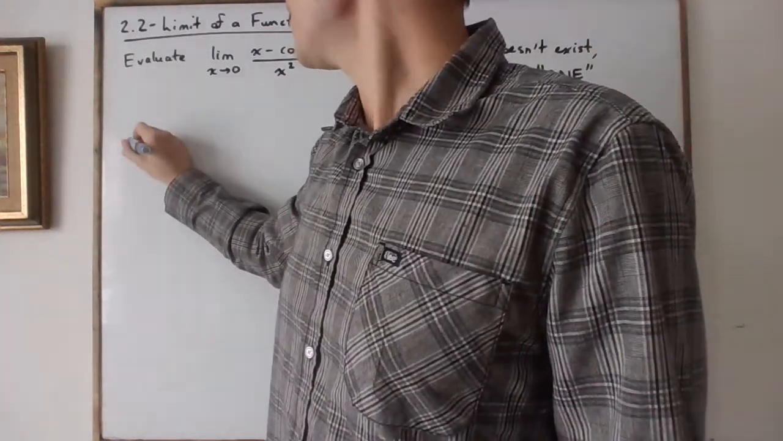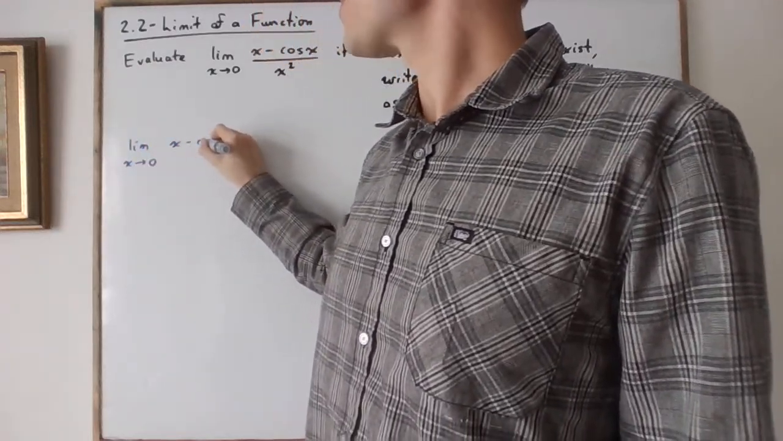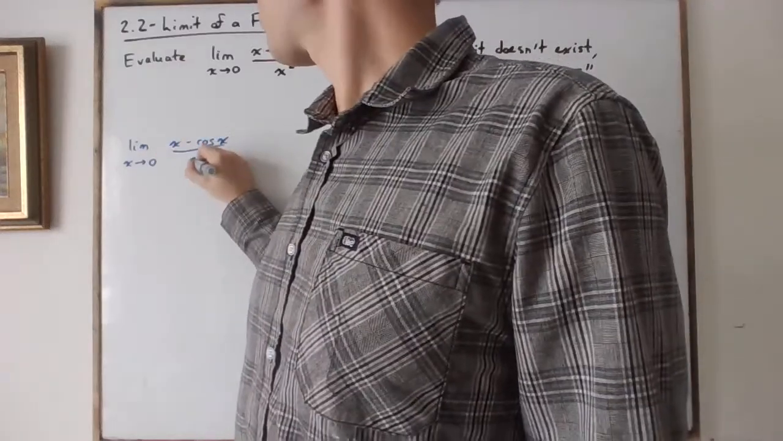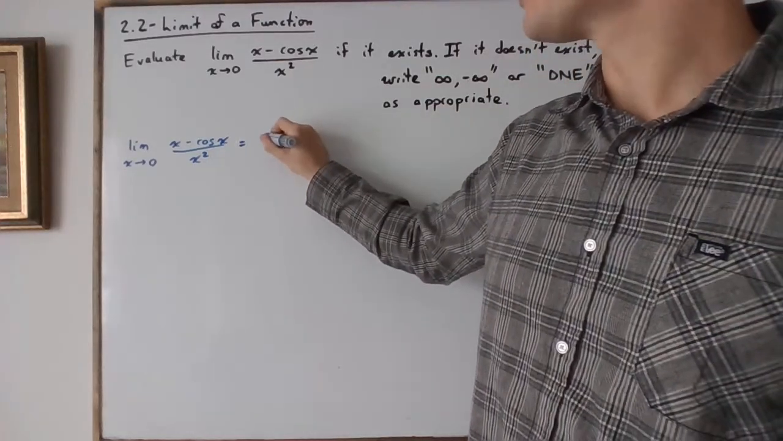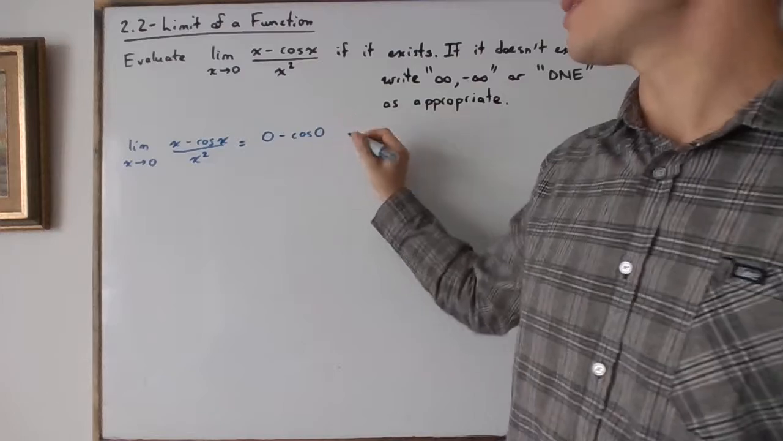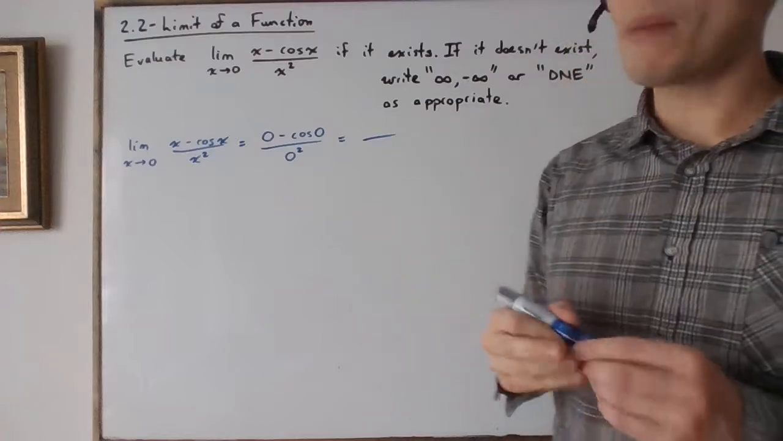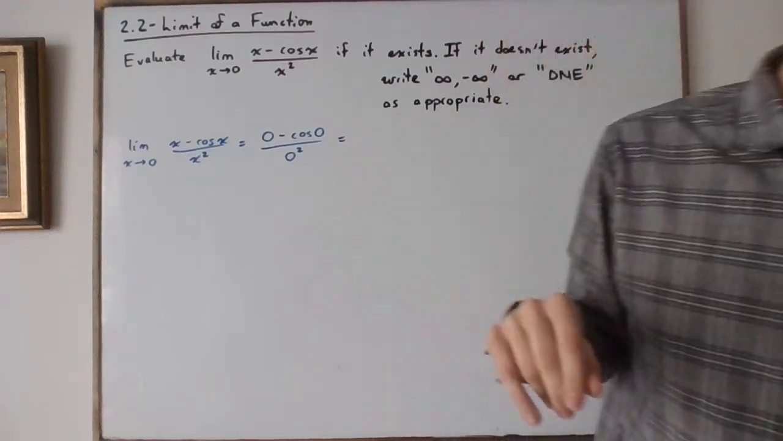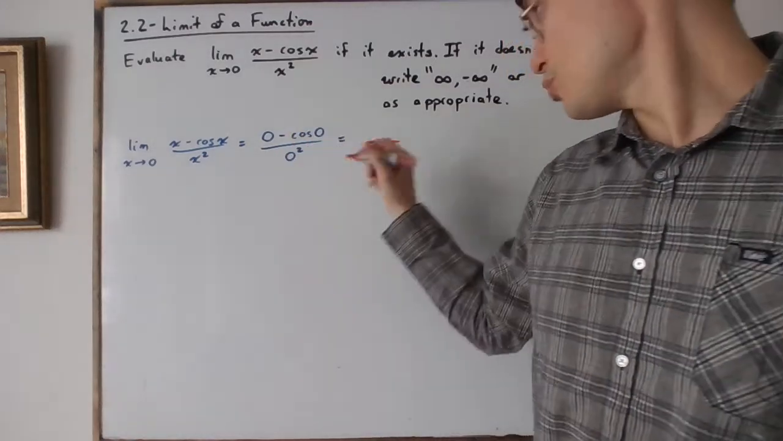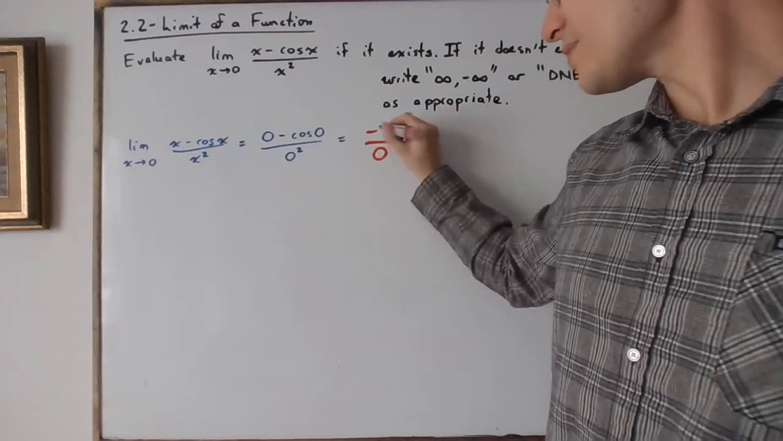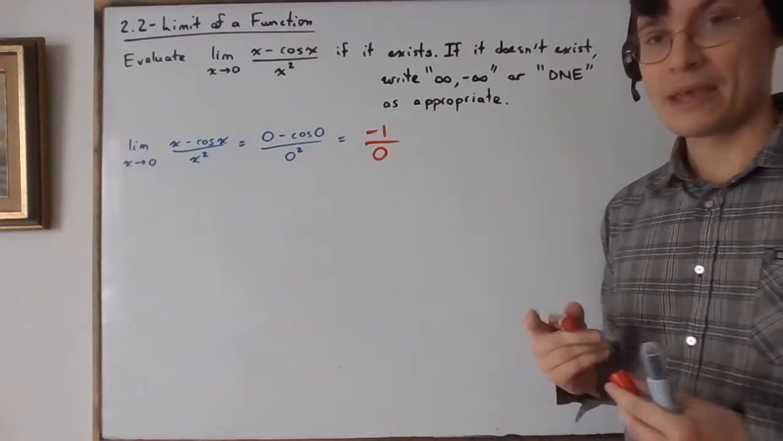So step number 1, we have the limit as x approaches 0 of x minus cosine of x over x squared. And we just pretend: if x is equal to 0, what happens? We have 0 minus cosine of 0 divided by 0 squared. We already see that there's a problem at the denominator. Now I'm going to use red. So there's a problem at the denominator. Let's have a look at the numerator. We have 0 minus cosine of 0, and cosine of 0 is 1. So we get negative 1 over 0.